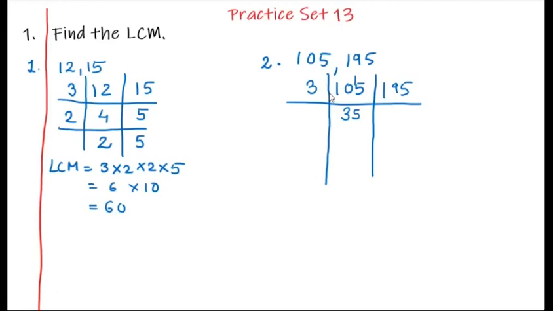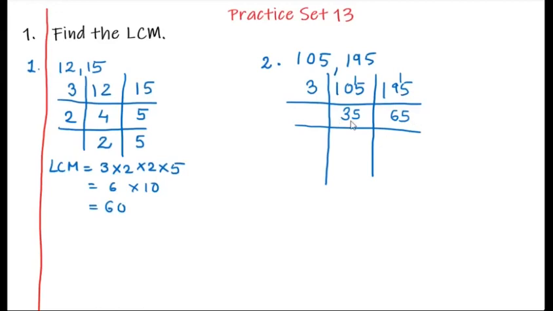So the new numbers obtained are 35 and 65. Now see students, 105 and 195, both these numbers are divisible by 3. Both of them are divisible. Now we will check whether 35 and 65 are divisible by any one number or not.